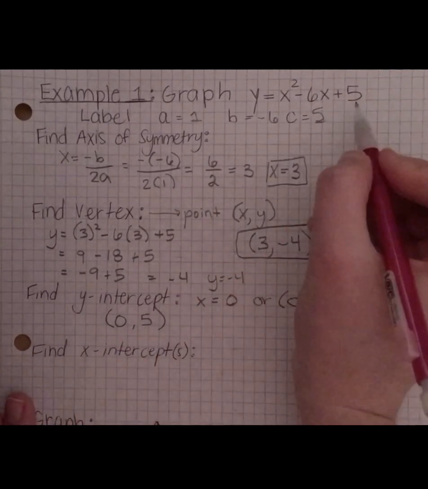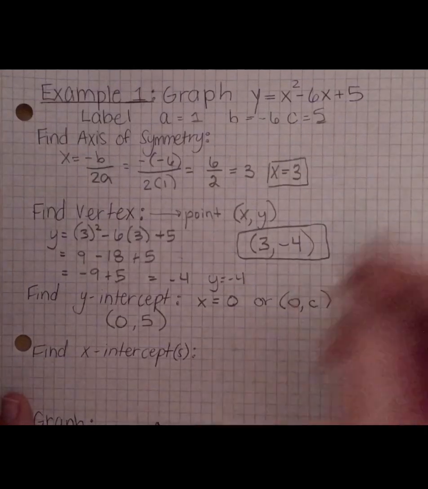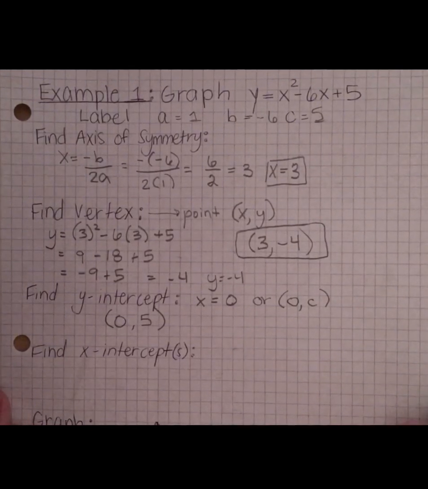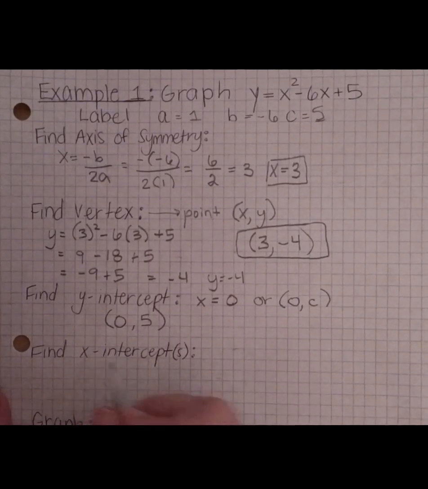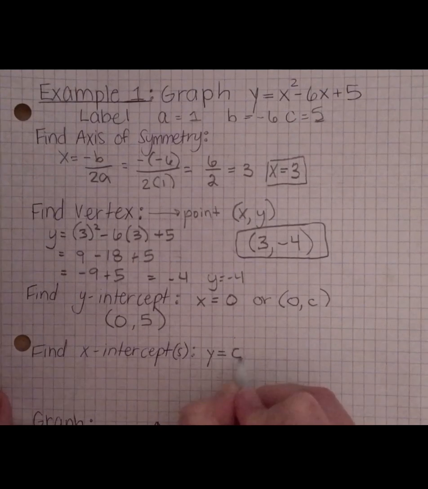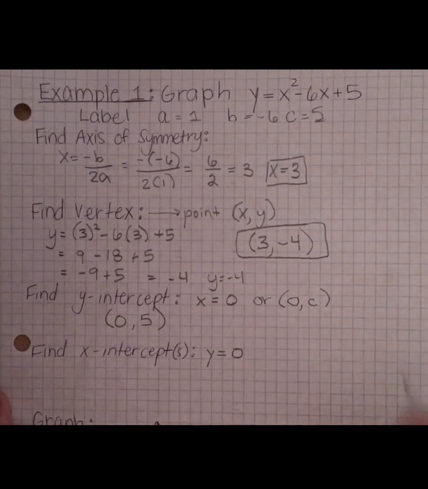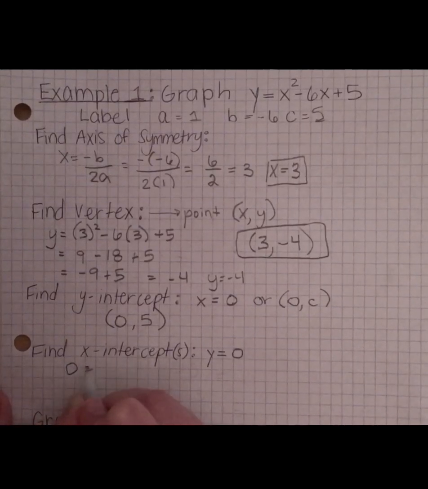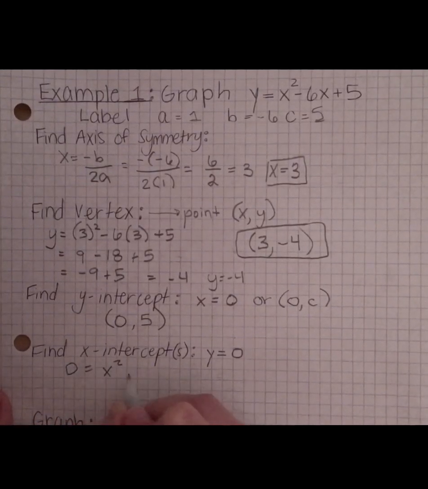And if you plugged in x is 0, you would get the same answer. So if you want to do that to check, you can. Let's move on to the x-intercepts. The x-intercepts, well, the opposite, they lie on the x-axis, so now the y is equal to 0. So we take our equation that we have, we set it equal to 0. So 0 is equal to x squared minus 6x plus 5.